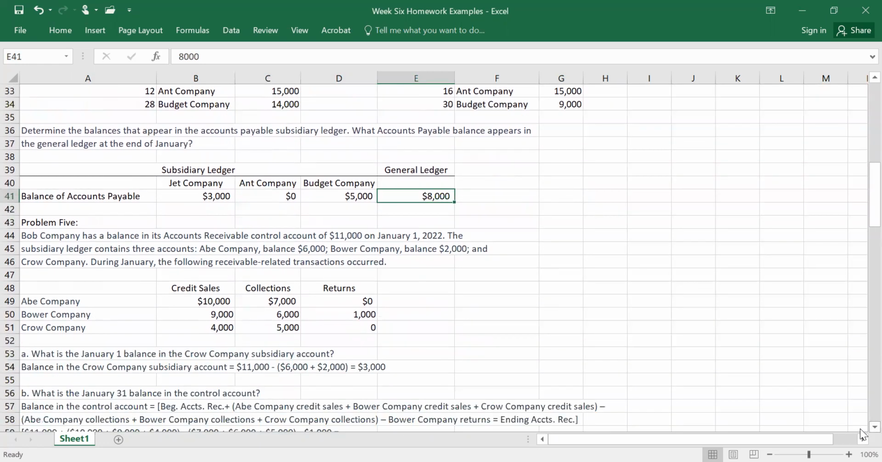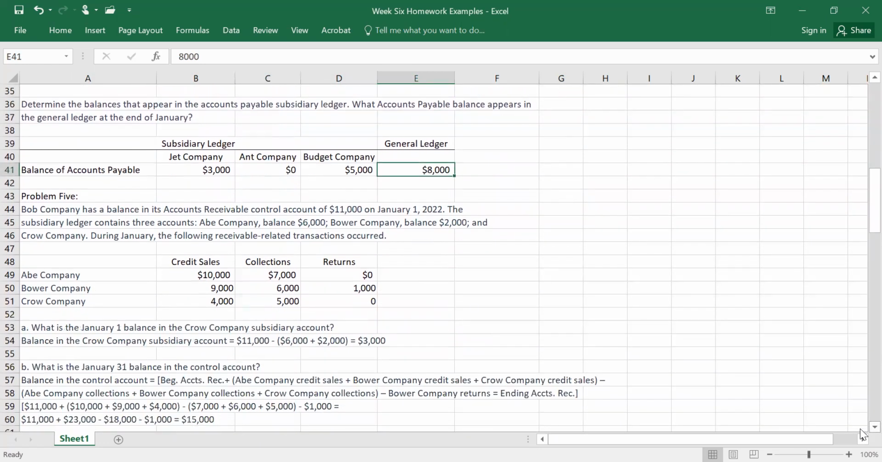Problem 5. Problem 4 actually has an example right within the problem. When you're doing the homework, there's a video walkthrough. Question 5. Bob has a balance in its accounts receivable control account of 11,000 on January 1st. The subsidiary ledger contains 3 accounts: Abe Company, 6,000, Bauer Company, 2,000, and Crow Company.